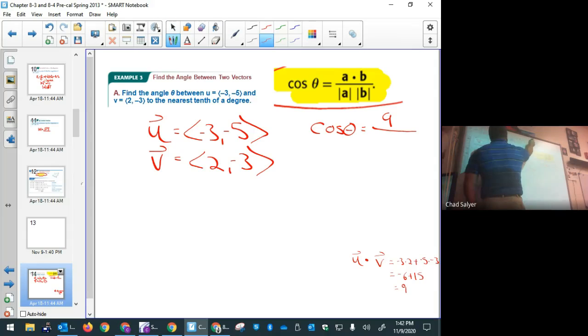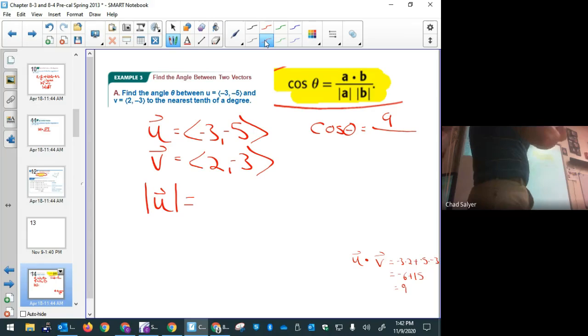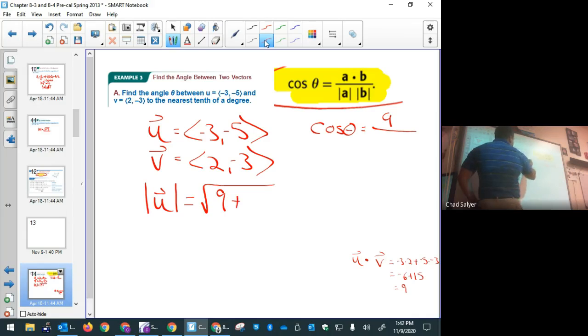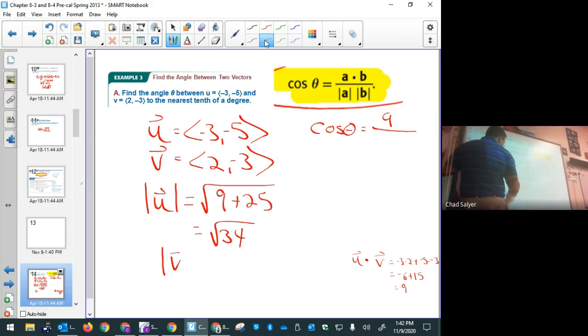Found the dot product we needed. Now let's find the magnitude. I could use the formula I gave you in A2, or we could use what we found today, which is the dot product of the vector dotted with itself under a square root. So -3 squared is 9, -5 squared is 25. So square root of 34 is U's magnitude.